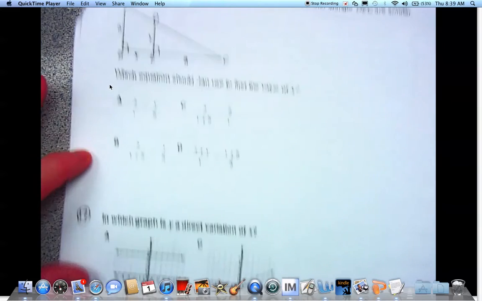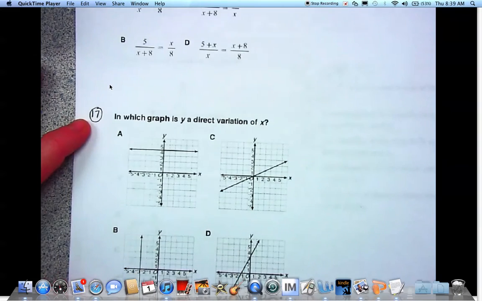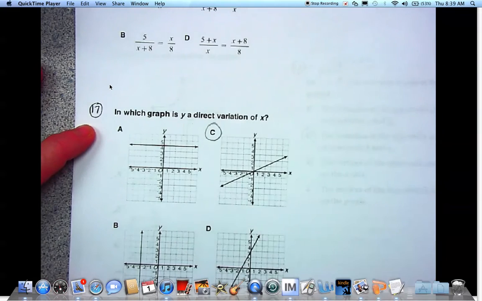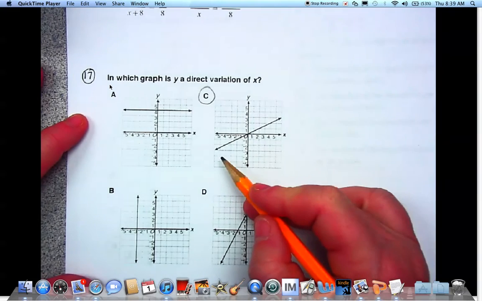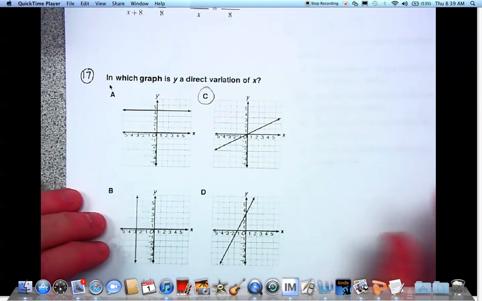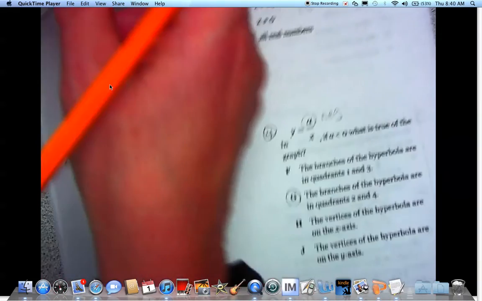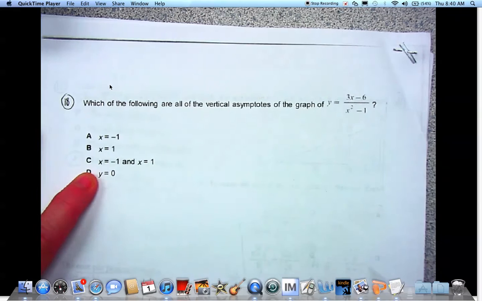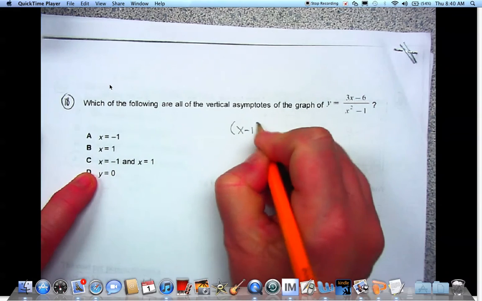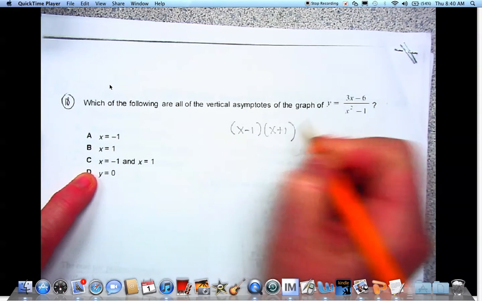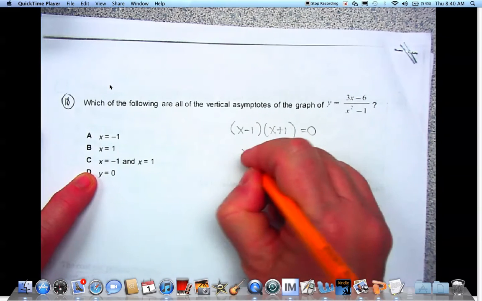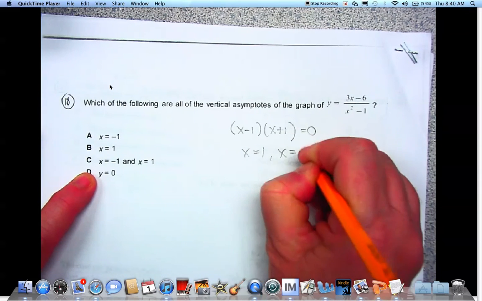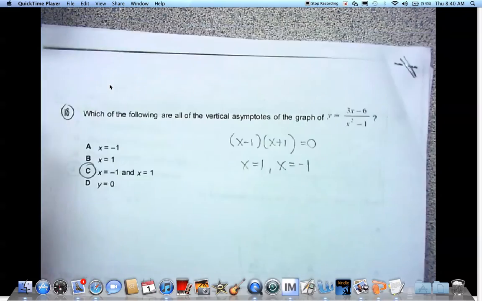Okay, let's hold off on 16 for a second. What's 17? C. Good. How do you know? Because it goes through the origin. Direct variation, remember, always goes through the origin. And then 18. C. Yes, and how did you get that? You just square at the bottom and then it will equal the negative. Good. So back to 16.